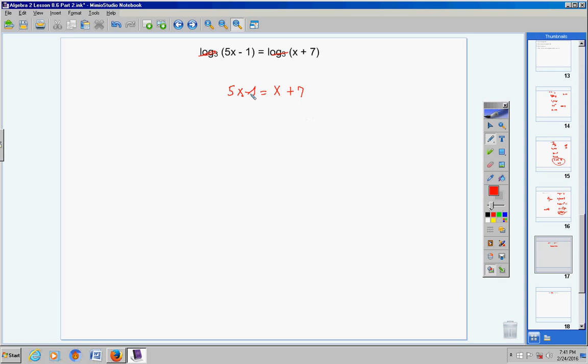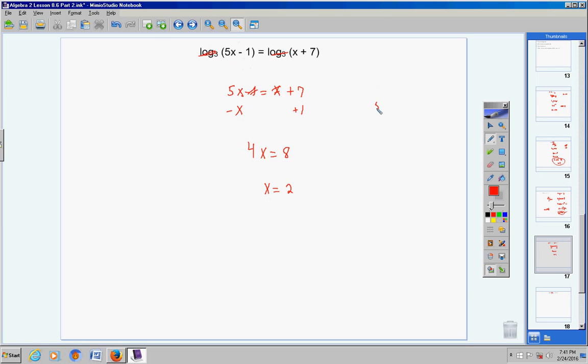Bring the negative 1 over, make it positive. Bring the x over, make it negative x. 5 minus 1. 7 plus 1 is 8. Divide both sides by 4. x equals 2.